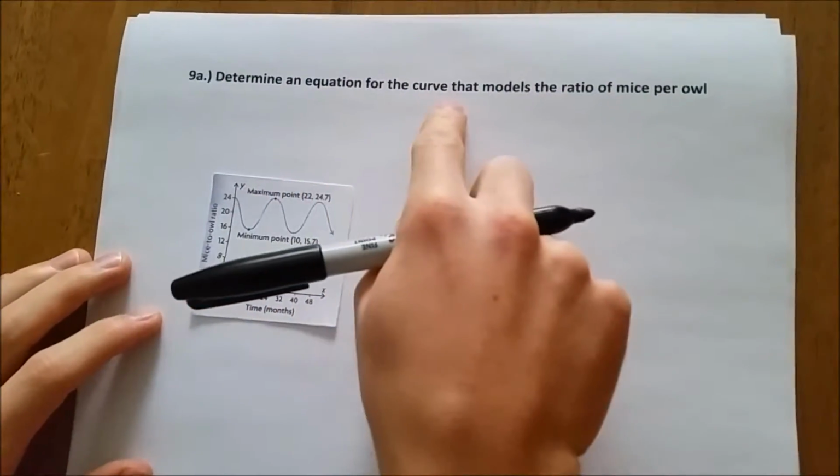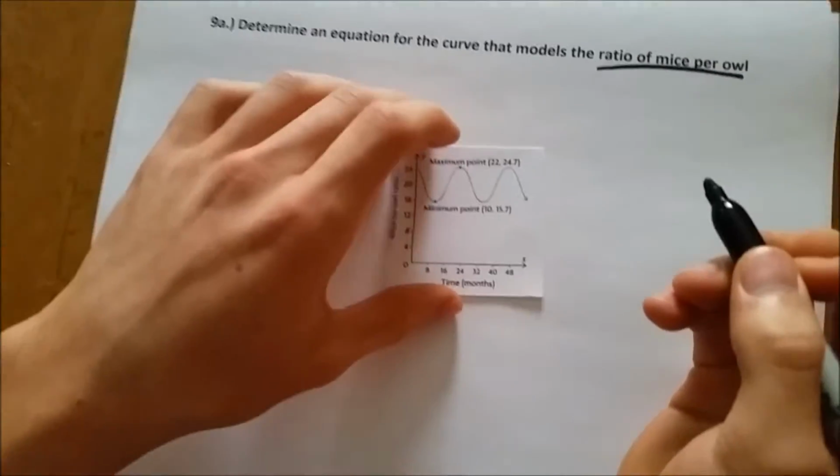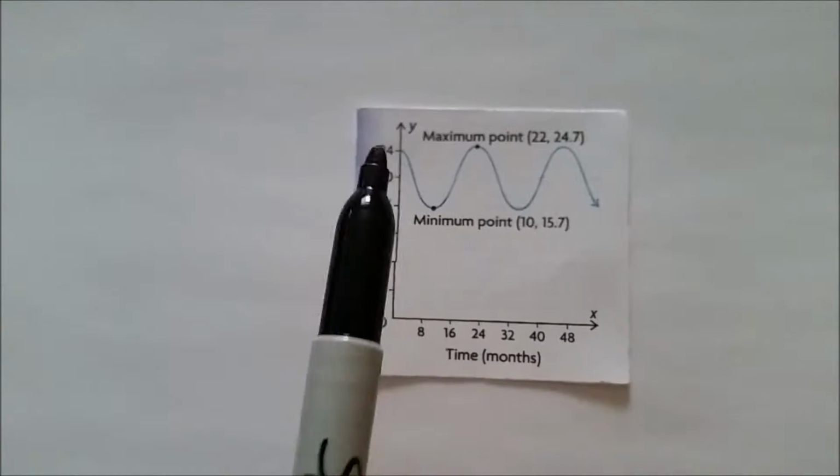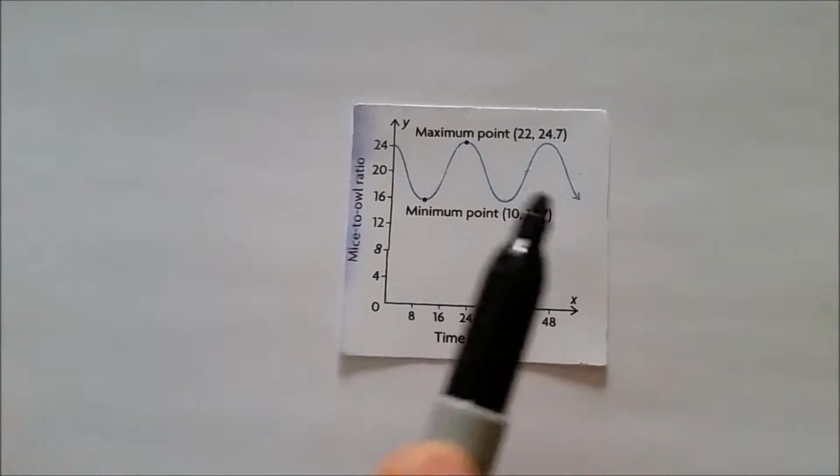The first question is: determine an equation for a curve that models the ratio of mice per owl. So we have the graph here that shows the mice-owl ratio against the time in months, and it shows the relationship between the two in a trigonometric graph.